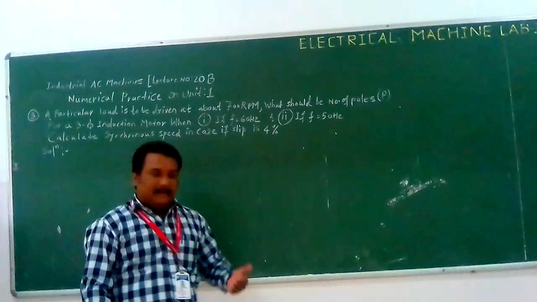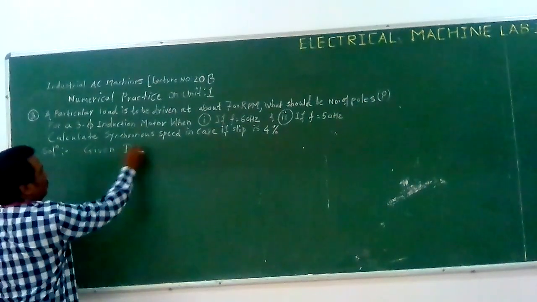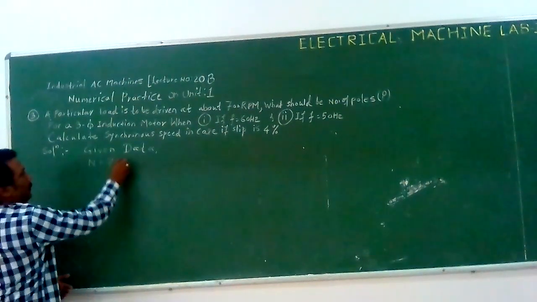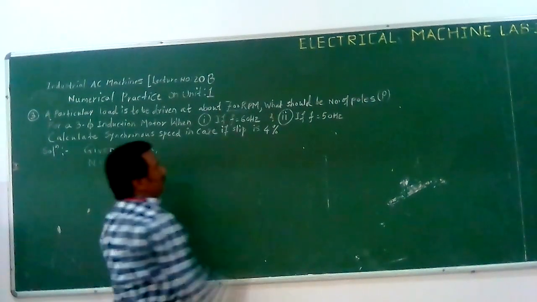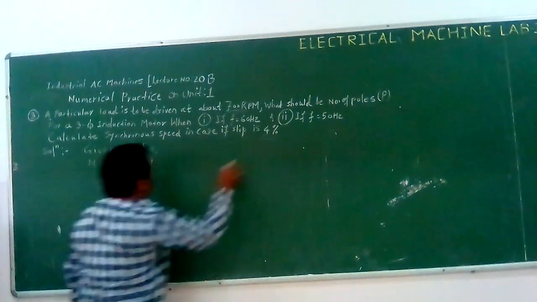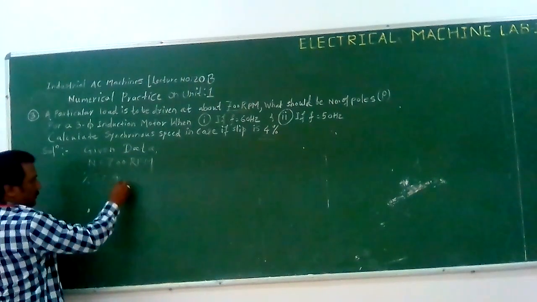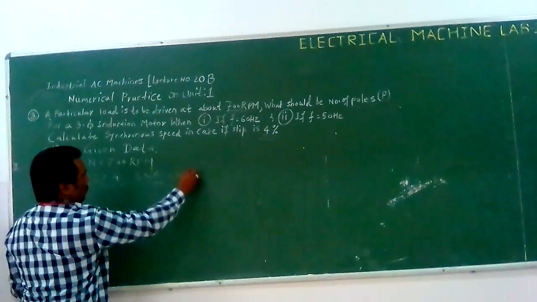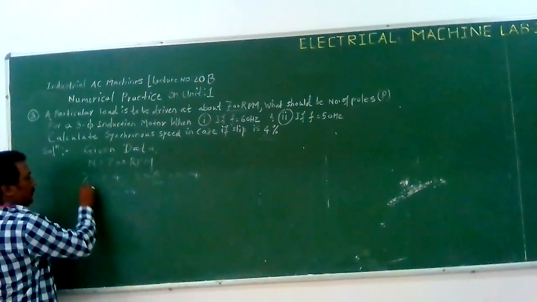Here we are writing the given data, the solution. Here N is equal to 700 rpm. Then percentage slip is given, percentage slip is equal to 4, so S will be 4 upon 100, which is equal to 0.04. Means S is calculated in terms of a fraction.